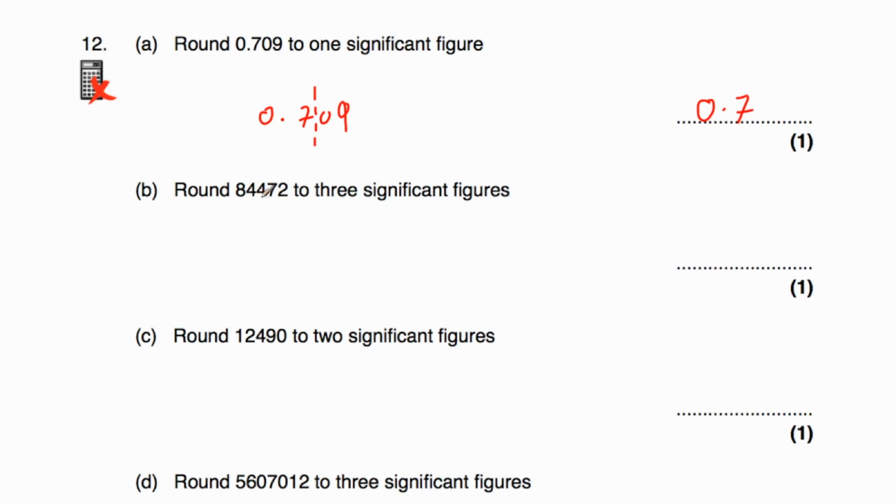So we want three digits followed by zeros. So our choices will either be 84,400 or 84,500. Now, because it's 472, we're going to round up, so our answer will be 84,500. And again, we could have done 84,472, put a dash after the third significant figure. The fourth significant figure is a 7, so we round up to 84,500.